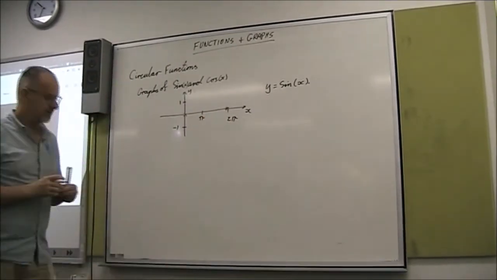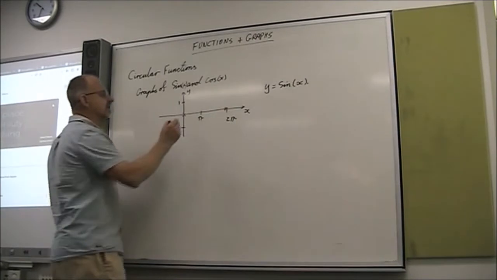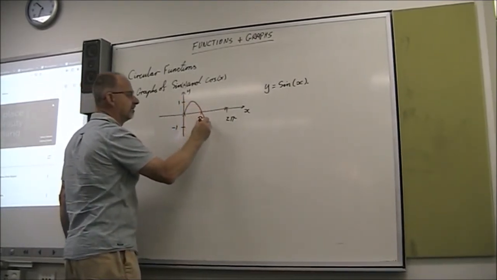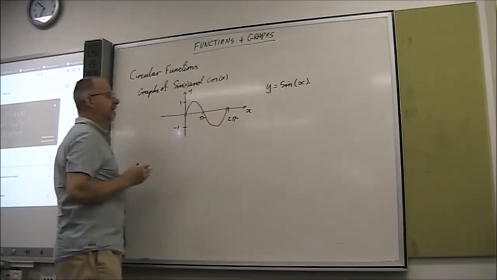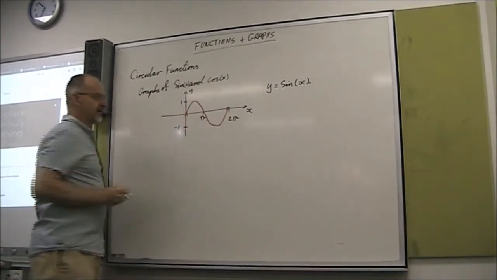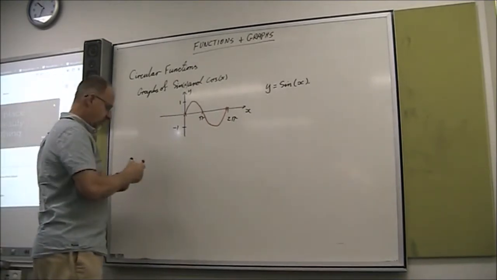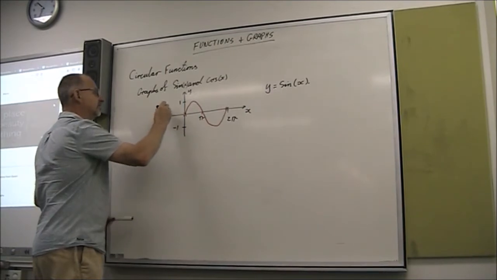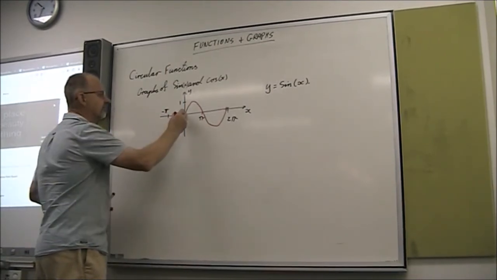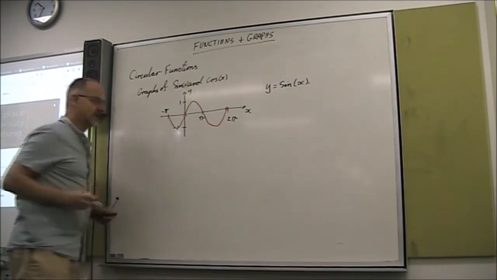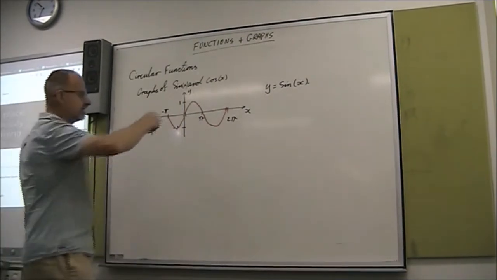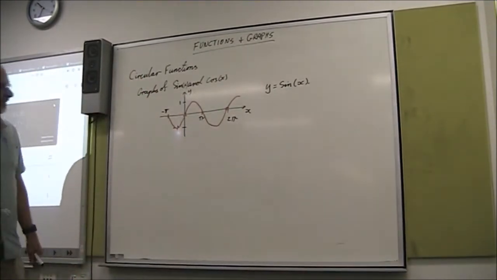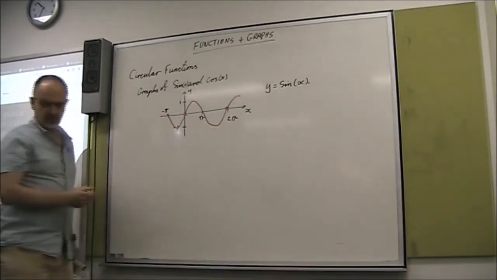A period of 2 pi means it gets back to the same place. Of course, we know it goes up, comes back down, and then back up again. You can also keep going and go back in the opposite direction. I'll just go half a period back, and so on. And it will continue both ways for as long as you want to draw it.